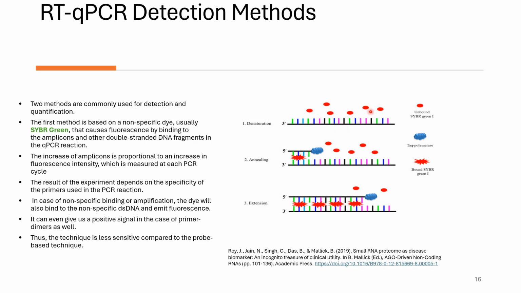The increase of amplicons is proportional to an increase in fluorescence intensity, which is measured at each PCR cycle. The result of the experiment depends on the specificity of the primers used in the PCR reaction. In case of non-specific binding or amplification, the dye will also bind to non-specific double-stranded DNA and emit fluorescence. It can even give us a positive signal in the case of primer dimers as well. Thus, this technique is less sensitive compared to the probe-based technique.